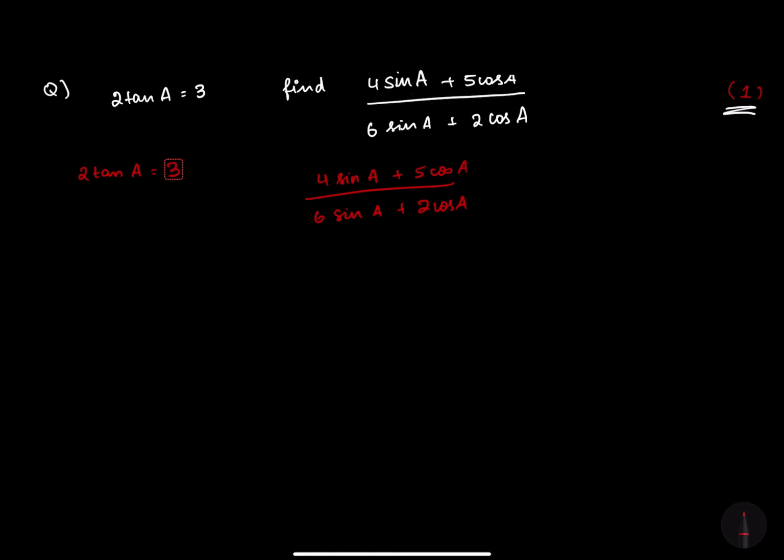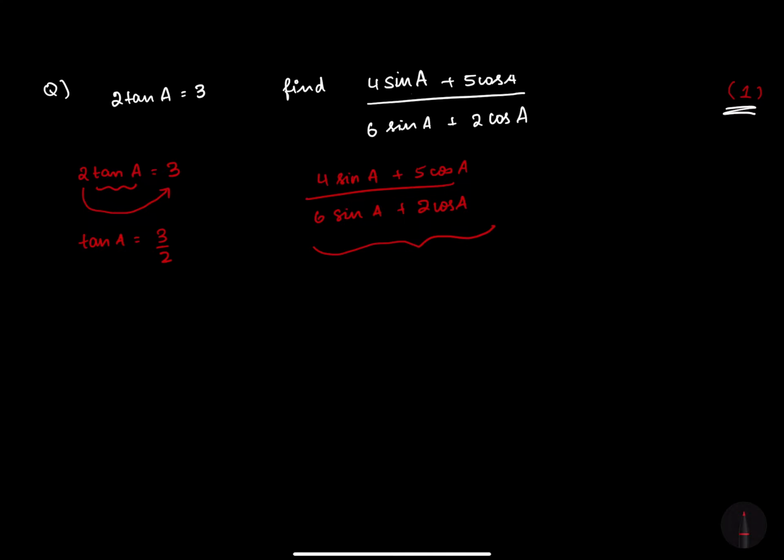Okay, so here I'm seeing that we have two unknown variables, which are sine A and cos A. So from tan A, I might be able to find sine A and cos A, and from that value, when I put it into this big equation, I think I'll be getting my answer. So I'll try to get the sine and cos values right now. So if I shift 2 here, I'll get tan A is equal to 3 by 2.